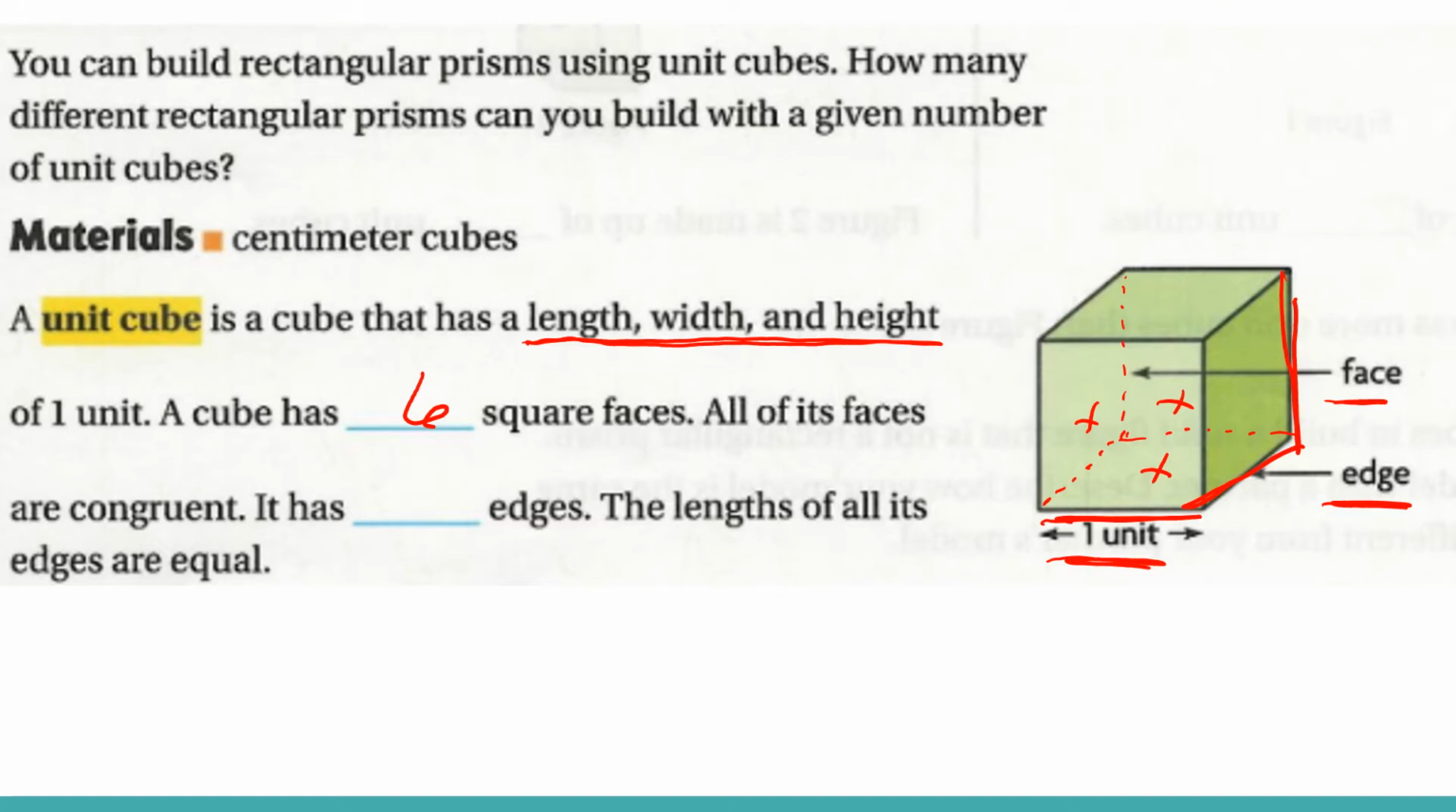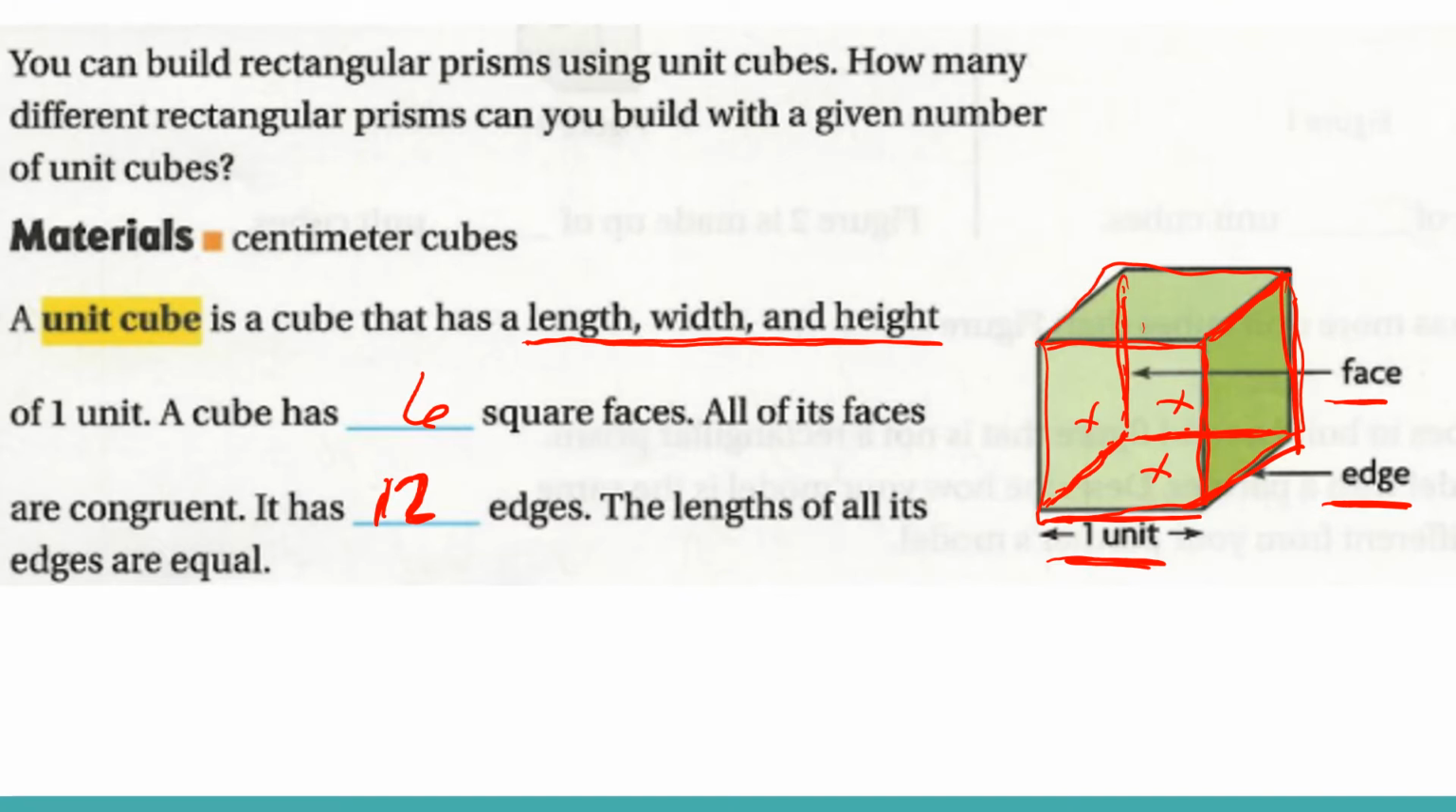How many edges does it have? Well, there are some edges that you can't see, like the ones I just drew. There's those, one, two, three, we can't see. Then we have 4, 5, 6, 7, 8, 9, 10, 11, 12. So this cube has 12 edges. Now that is a review from what you learned in fourth grade. A cube has 12 edges. An edge is where two faces join, where they meet. All right?